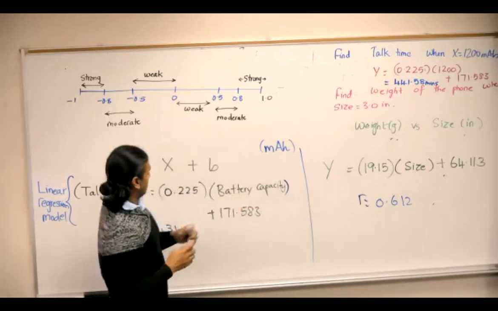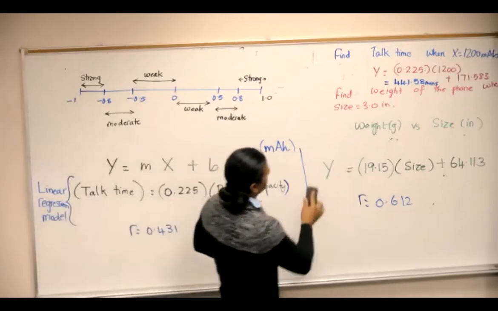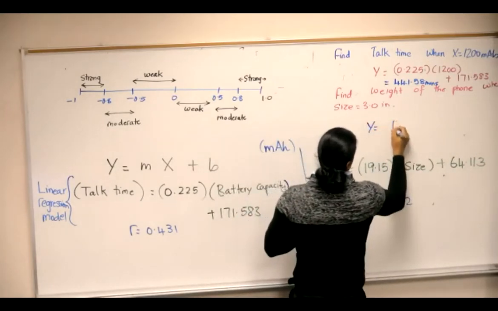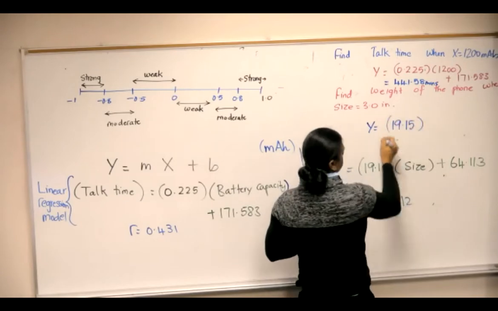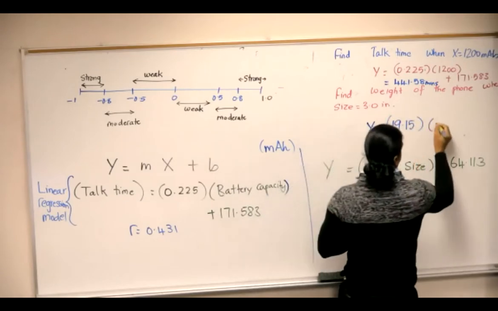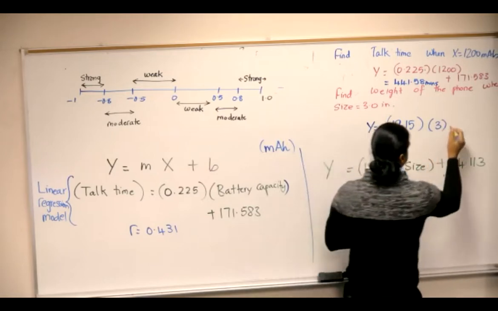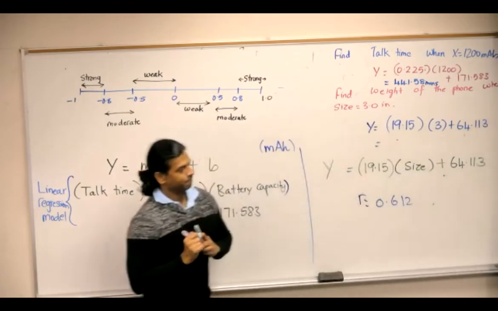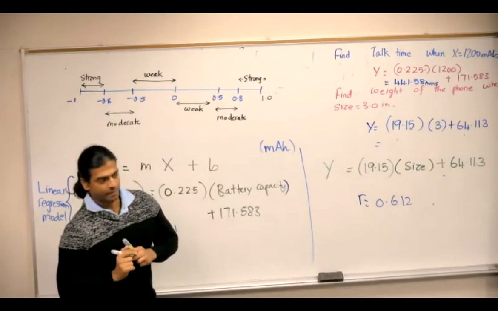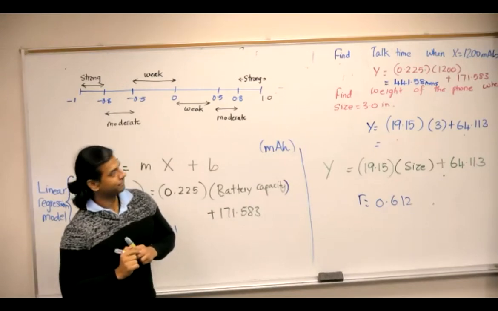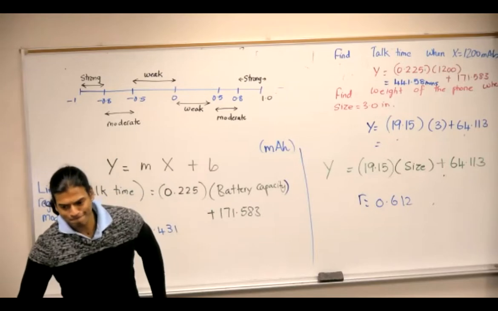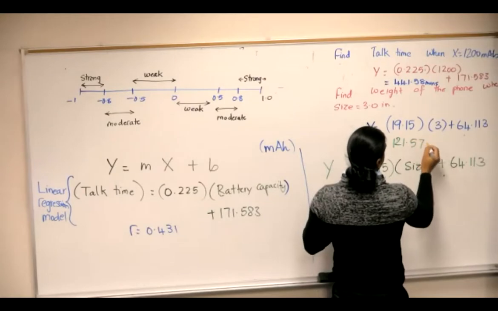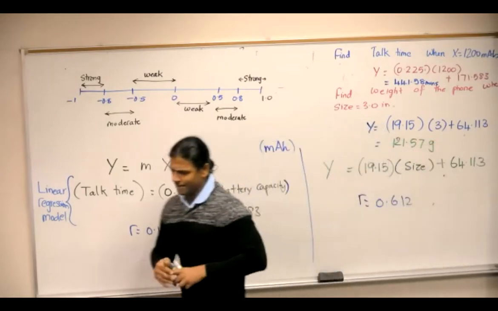Second case, the weight of the phone and the size. I'm picking 3 inches, so weight would be 19.15 multiplied by 3. It is in the range of the data, plus 64.113. What do we get? So 121.569. We'll just call it 121.57 grams. Great.